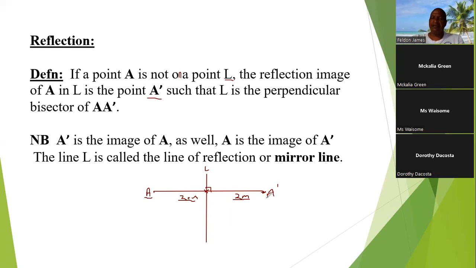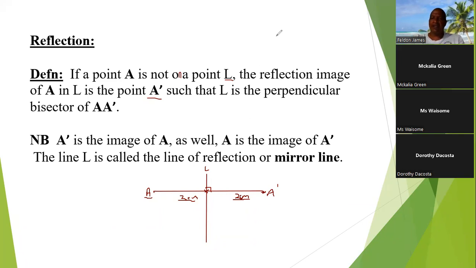You following what I'm saying, Ms. Waysom? And so this line L, which is the mirror line, the distance of A to the mirror line, if it is 2 centimeters, the distance of A dash, which is the image, to the mirror line must be the same 2 centimeters. That's all we are saying. And this mirror line is perpendicular, meaning it is at right angle to the line from A to A dash, and it would just cut it in 2 equal parts. That's all it is saying.